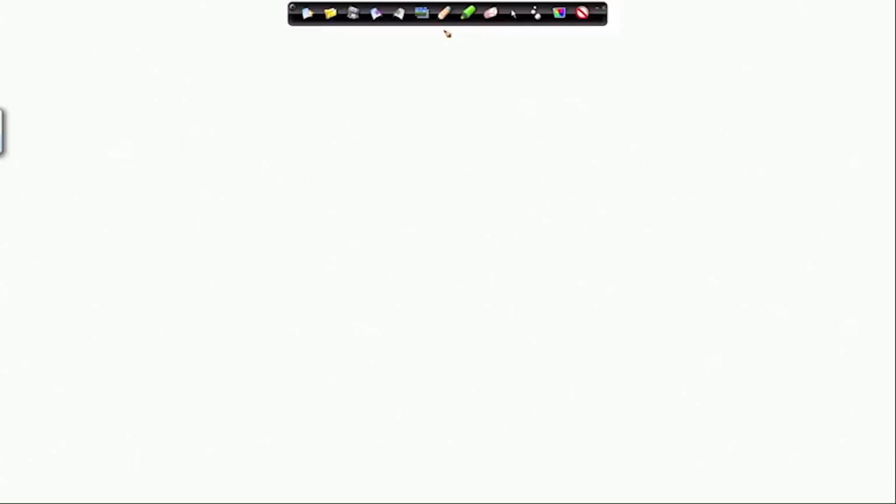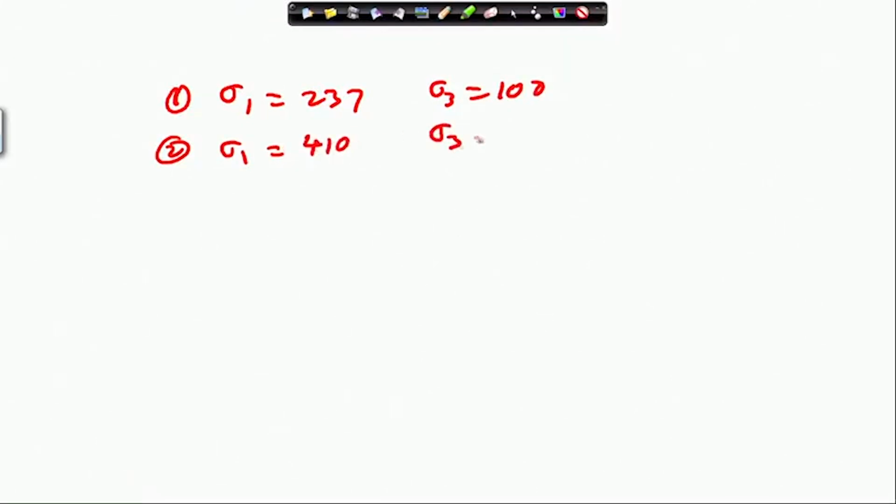And similarly, suppose you want to find out in terms of total stress. In test 1, sigma 1 was 237 and sigma 3 was 100. From test 2, sigma 1 was 410 and sigma 3 was 200, and from test 3, sigma 1 was 583 and sigma 3 was 300.